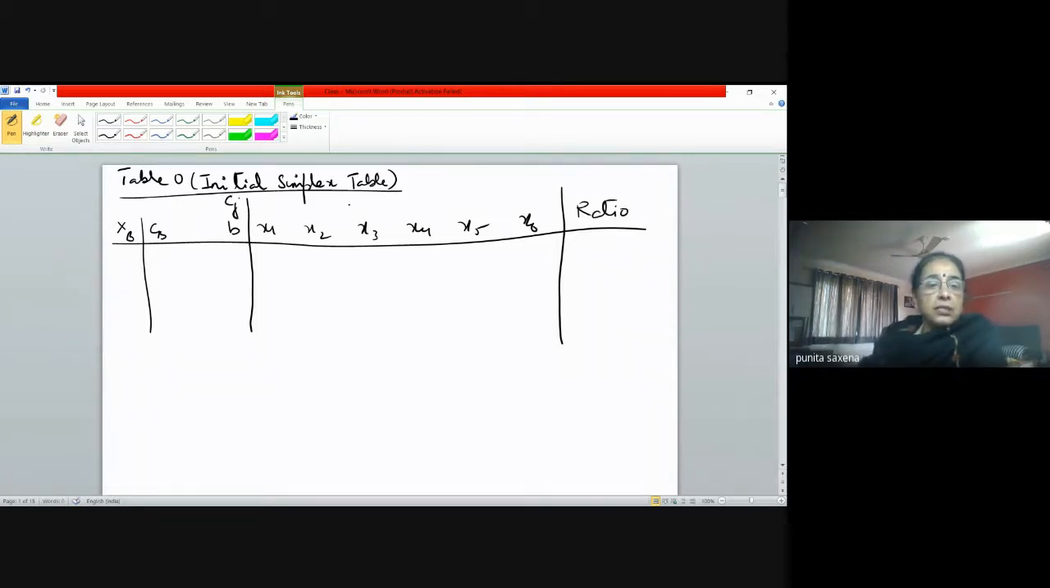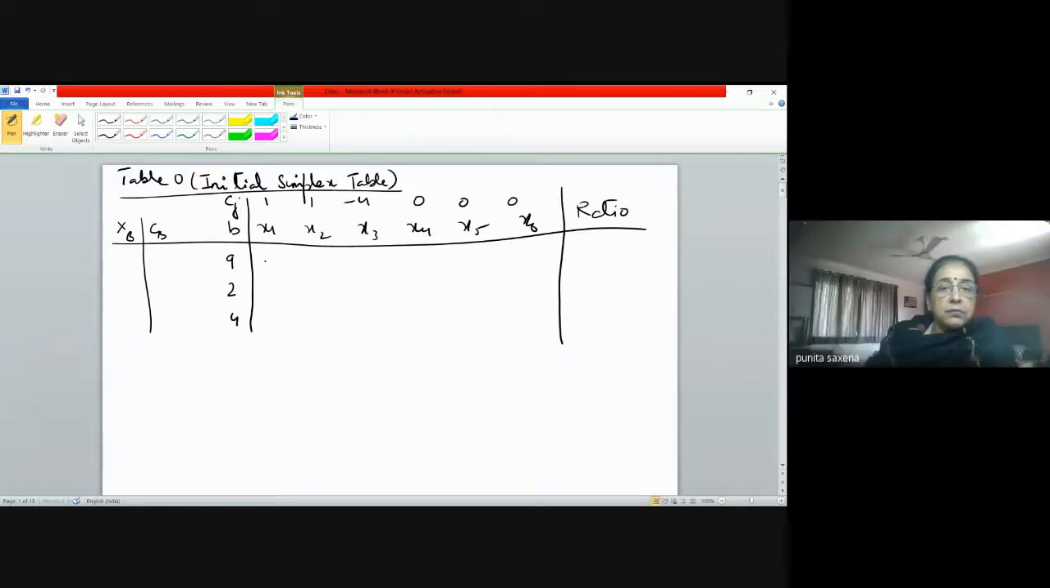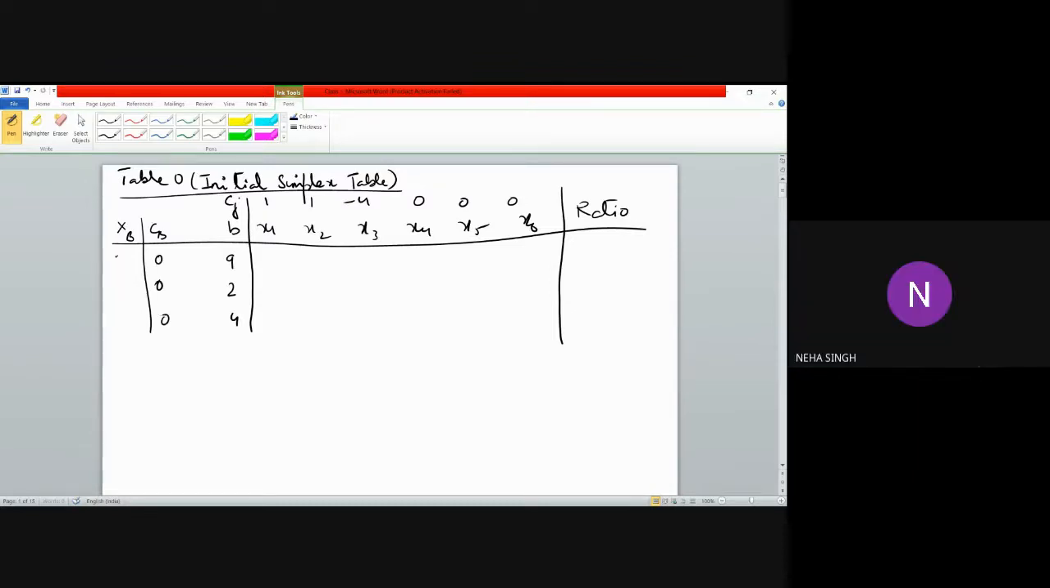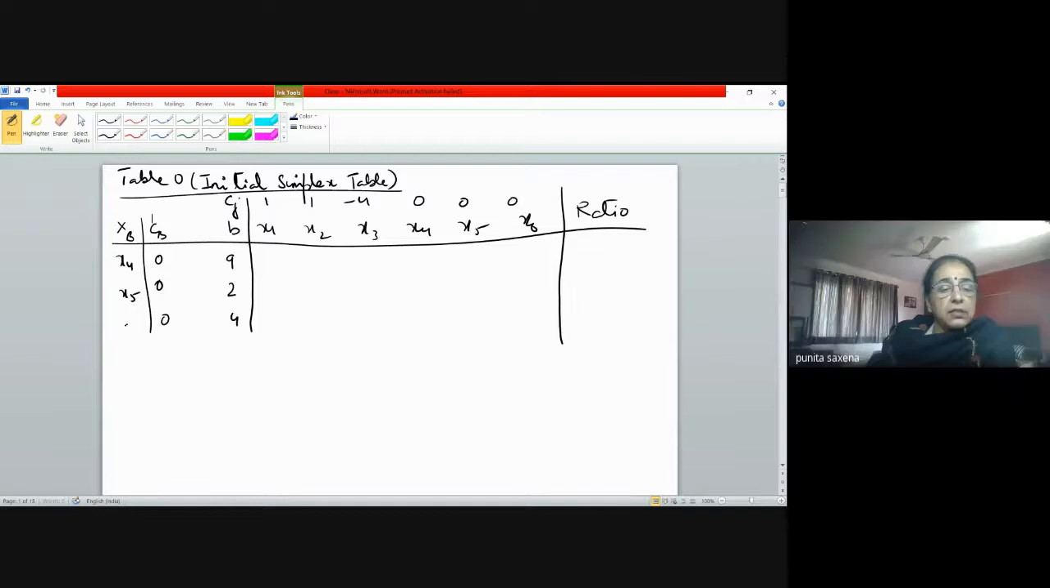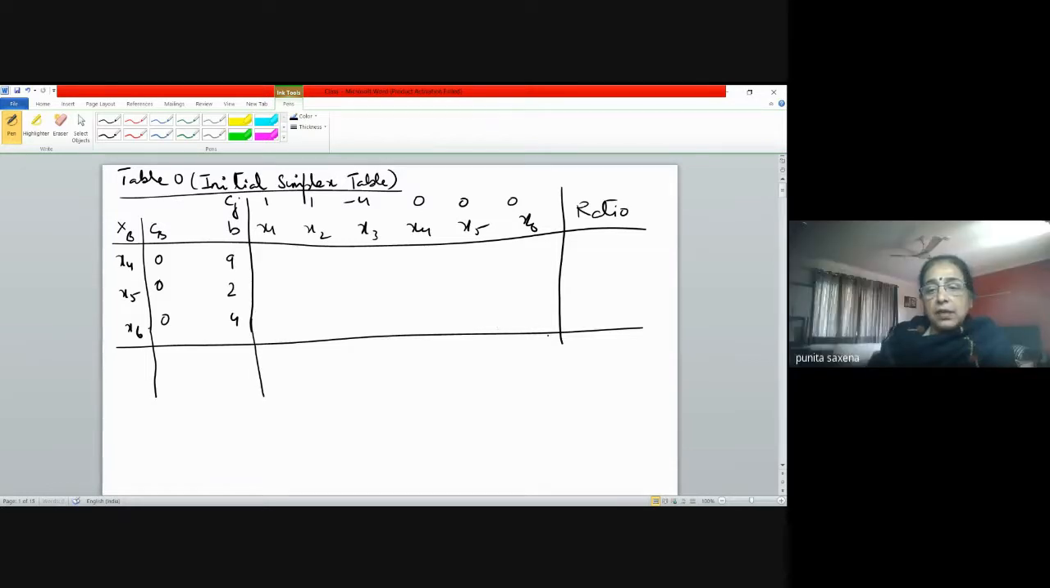And on this we had our Cj's. The Cj entries were 1, 1, minus 4, 0, minus 4, 0, 0. Right, these were them? Yes ma'am. And 9, 2, 4 were my B's, right? And CB was 0 0 0, because our XB were X4, X5, X6. So up to here we have done it, right? You had also filled in the entries of X1, X2, X3. I get that, right?